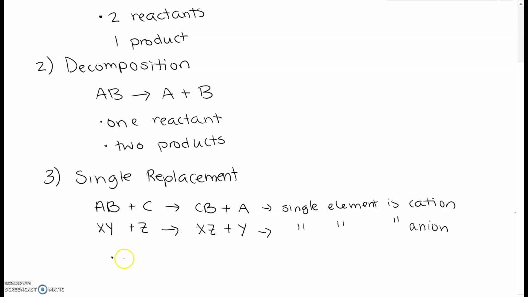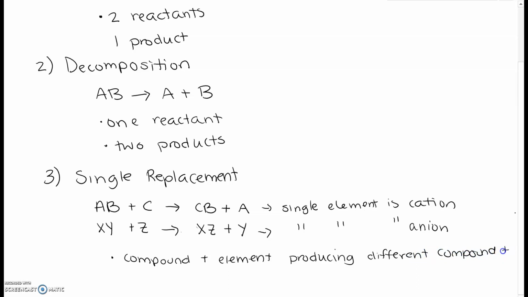Okay, so the pattern here is I have a compound plus an element producing a different compound plus a different element.